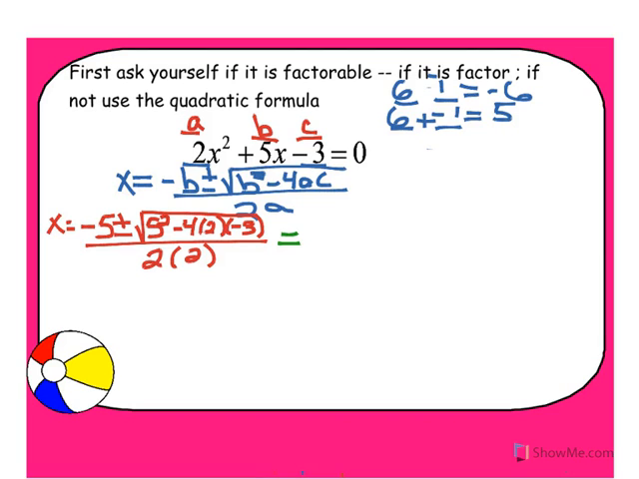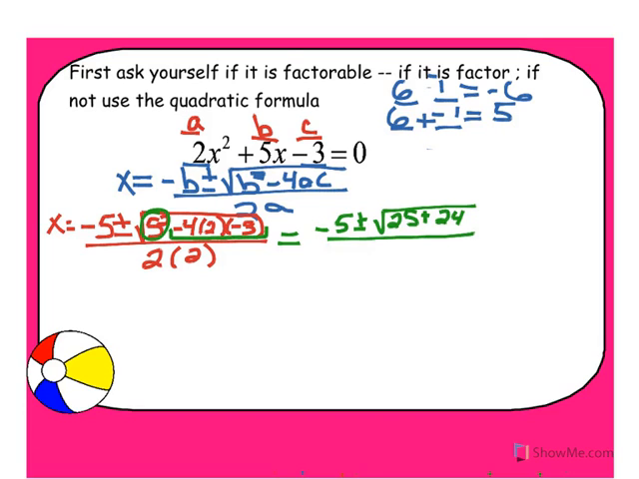Now remember, we said we want to simplify under the radical first. We do what's inside the radical. So under the radical, we had 5 squared. That was our first part. So we're going to do 5 squared is 25. Now remember, these three things all get multiplied together. 4 times 2 is 8. 8 times 3 is 24. And a negative times a negative is a positive.